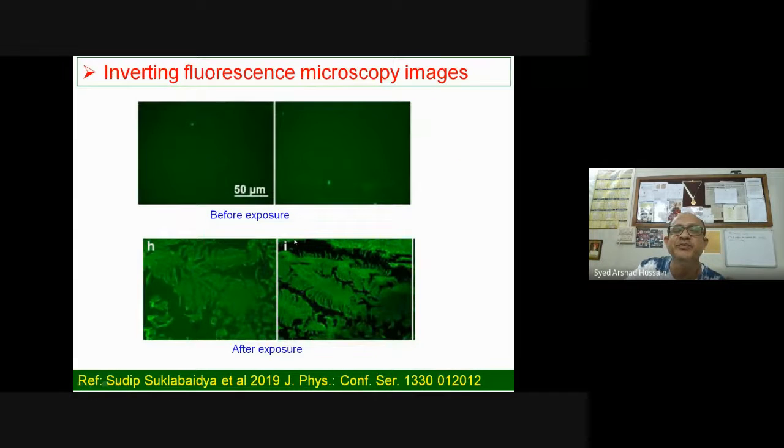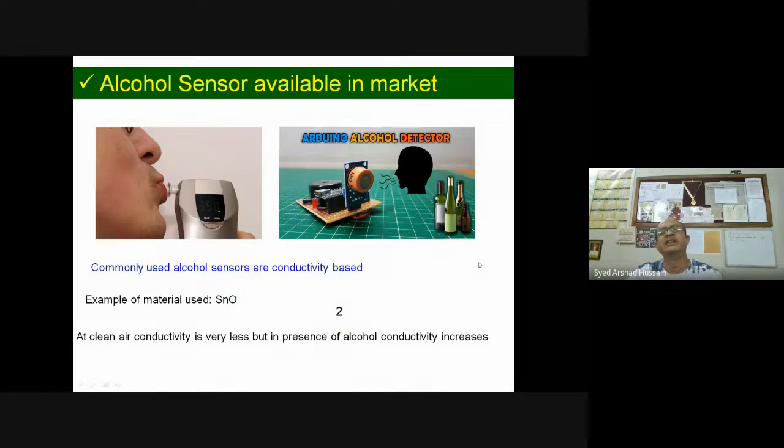Here you see the change of structures observed before exposure to alcohol, and this is after. You see the color changes, the organization changes, and due to this organization change, the color changes. The main thing is that normally, market available alcohol sensors are mainly conductivity based, where a material is exposed to alcohol and the conductivity changes. You need a battery, you pass a current, and you measure it. For this, you need an ammeter, and it is calibrated. When you expose it to alcohol, resistivity or conductivity changes, and with this change you can have an idea about the amount of alcohol consumption. So it is costly, but in our case, it is a simple piece of paper.